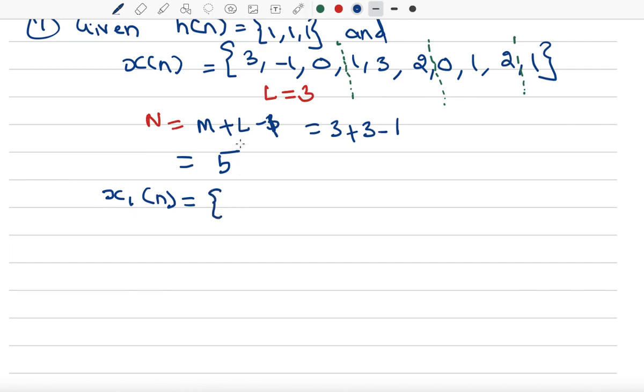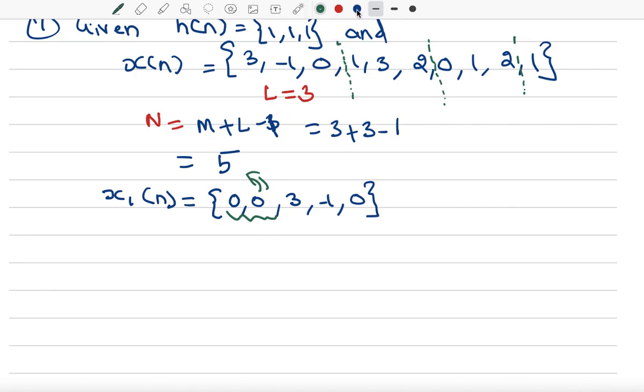So what we are going to do? We are going to append m minus 1. M is 3. So 2 zeros we are appending, and then the first block 3 minus 1 and 0. Okay, so once again I am repeating, we are appending m minus 1 zeros and then the following sub blocks to make this to length n equal to 5.